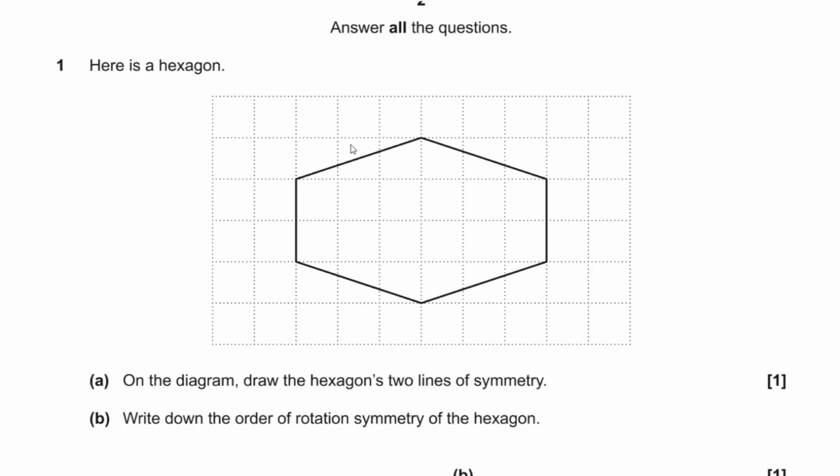Question number 1. Here is a hexagon, part A. On the diagram, draw the hexagon's two lines of symmetry. We have one line of symmetry here. We have another line of symmetry here. Here are the two lines of symmetry.